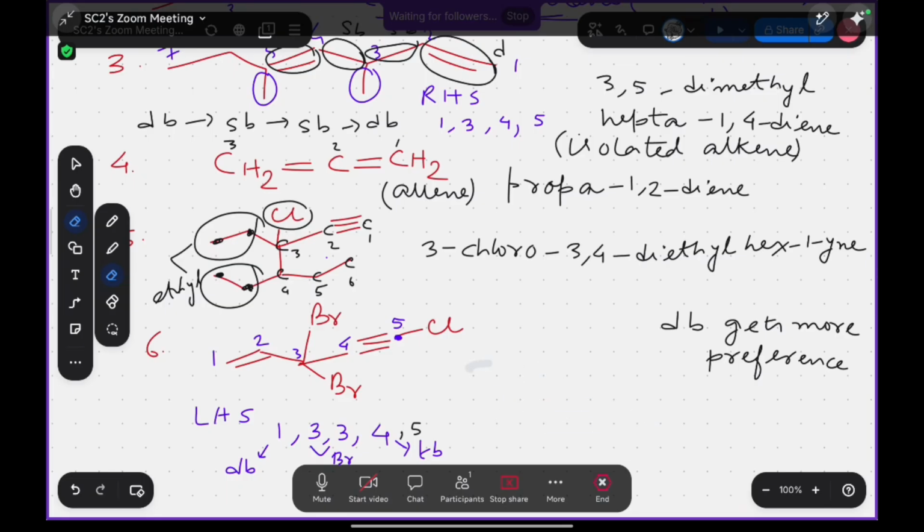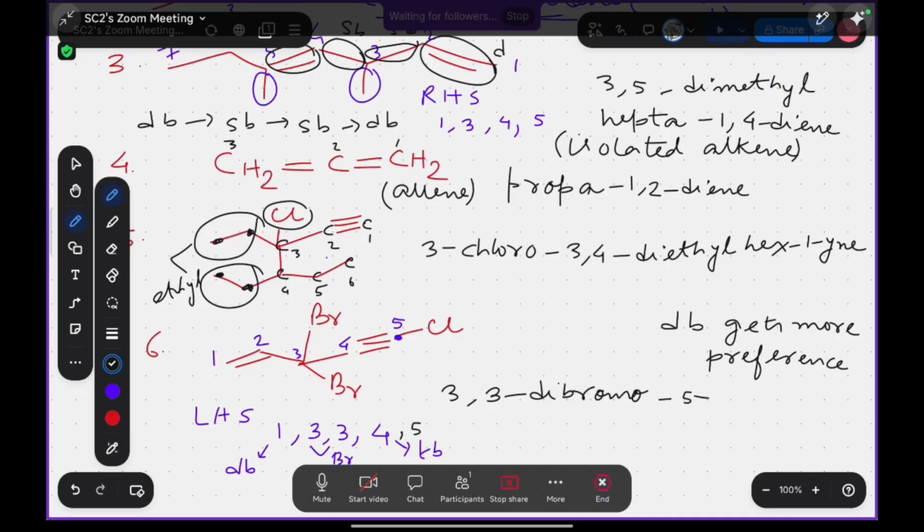So let's write the IUPAC now. So it is 3,3 dibromo. Bromine, B, comes first. Alphabetical order has to be followed. First, always name the side chain. 3,3 dibromo. Then it is 5-chloro. We are not having any more side chain. The 2 bromine atoms and the chlorine form the side chain.